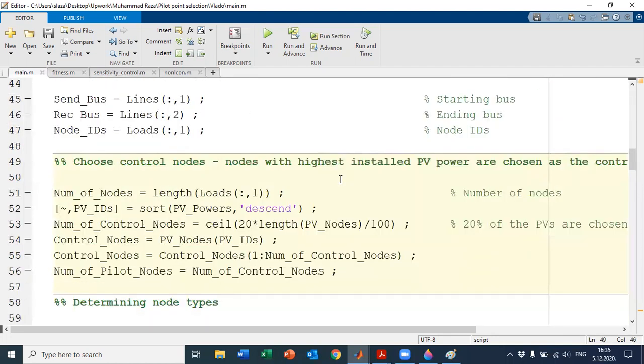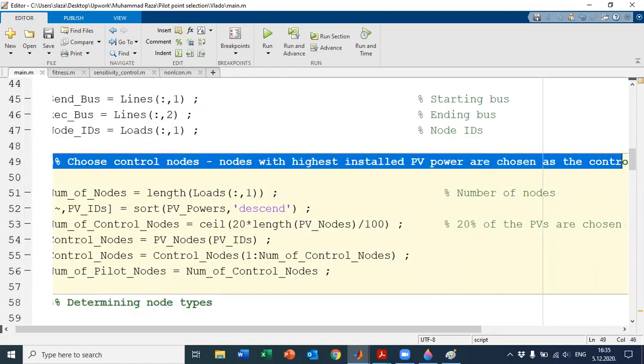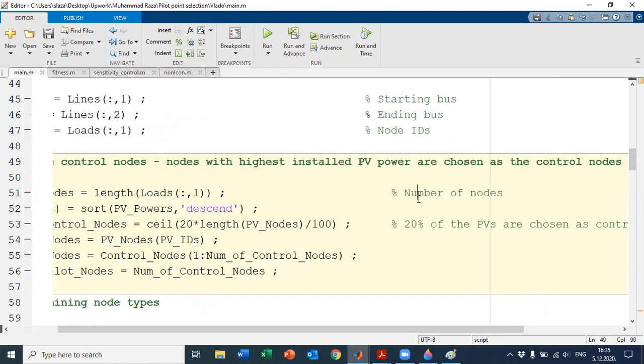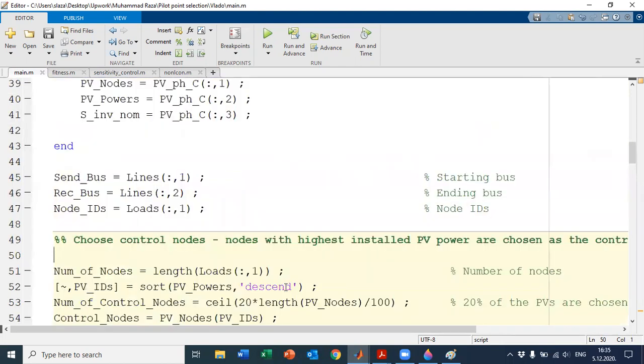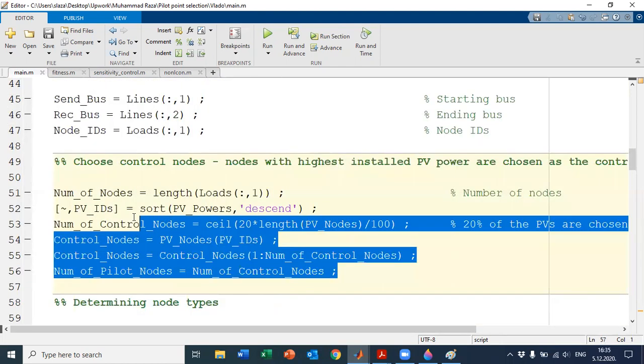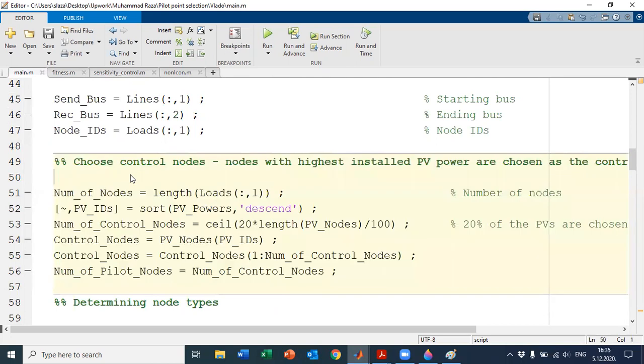But what you need to take into account is that this doesn't matter much. These control nodes, we don't have to use them. We can use different control nodes if you want. However, I think that this is the most logical thing to do. So basically, if we have a PV which has high power, that means that that PV can give us the biggest benefits in terms of voltage regulation.